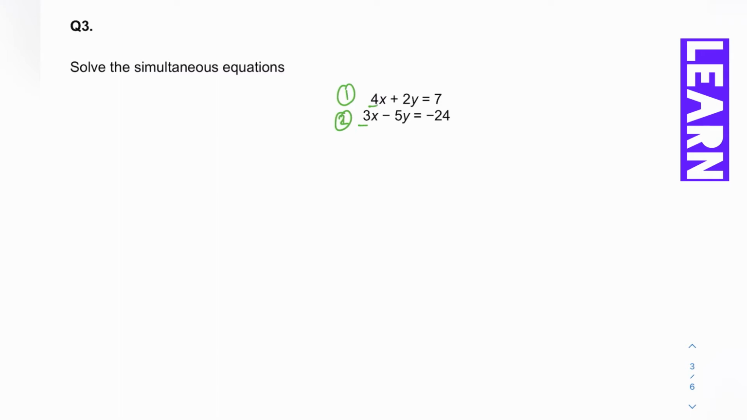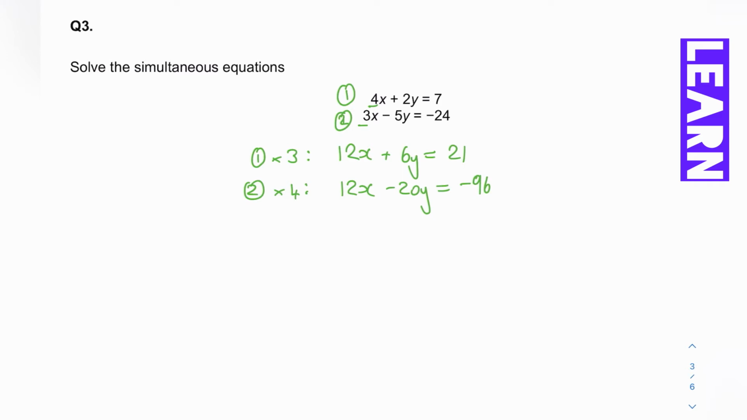I know that both 4 and 3 go into 12, so the lowest common multiple of 4 and 3 is 12. That means I need to multiply my first equation by 3. That gives me 12x plus 6y is equal to 21. It's important you multiply every single part in that equation by 3. And I'm going to have to multiply my equation 2 by 4, so that I get 12x at the front, minus 20y is equal to negative 96.